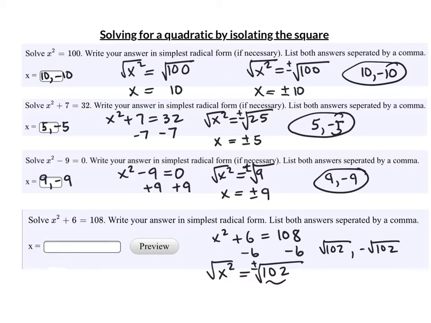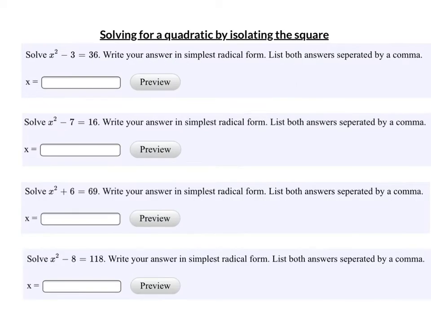Now in WAMAP language, we enter SQRT of 102, comma, and negative SQRT 102. This takes a little getting used to, but you'll see it really goes very quickly. There's not a lot of work here, and you need to get used to the idea that your answers can be square roots. And if you plug those in for x, it will make the equation true. Let's try this next one.